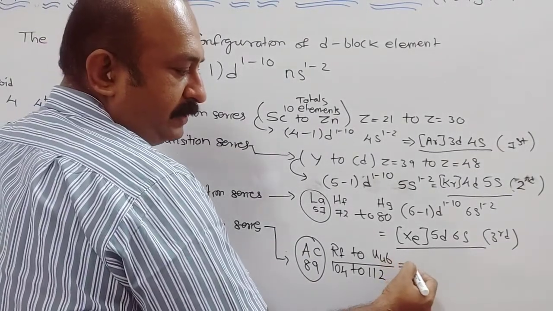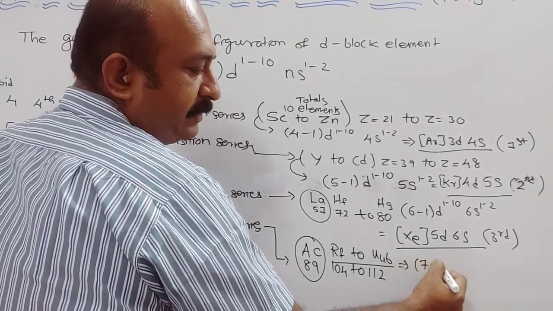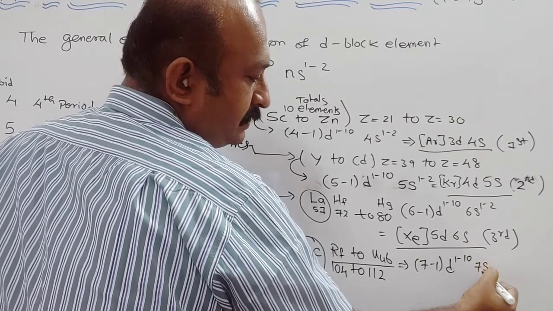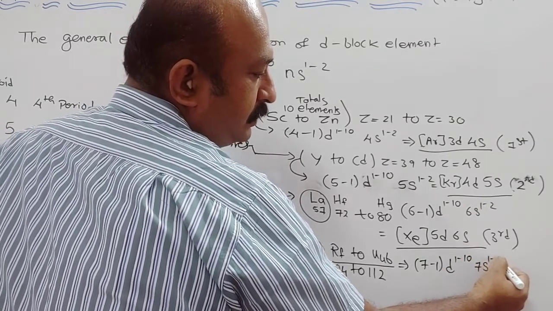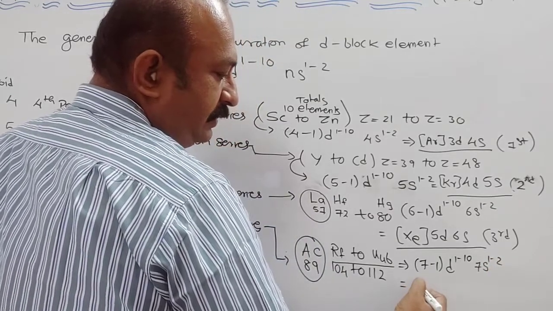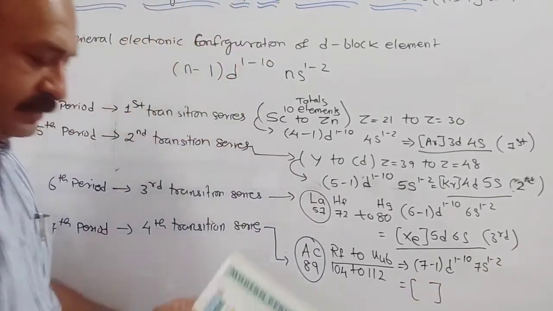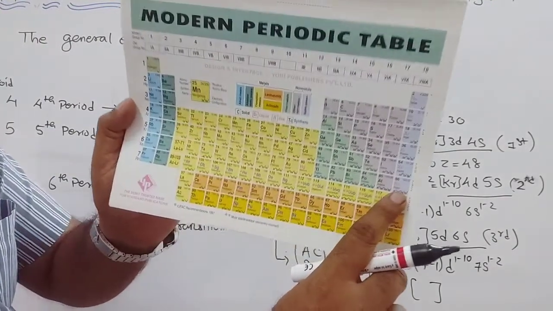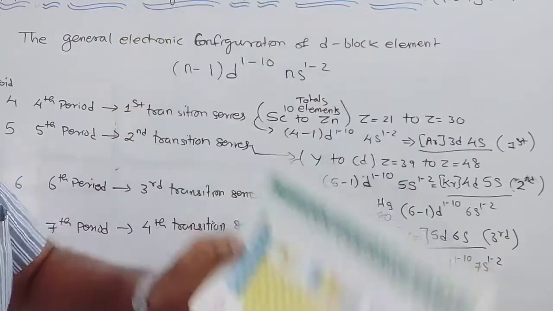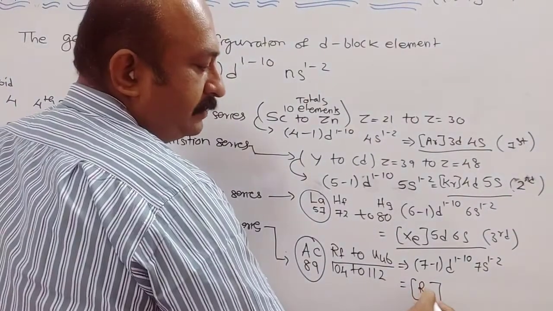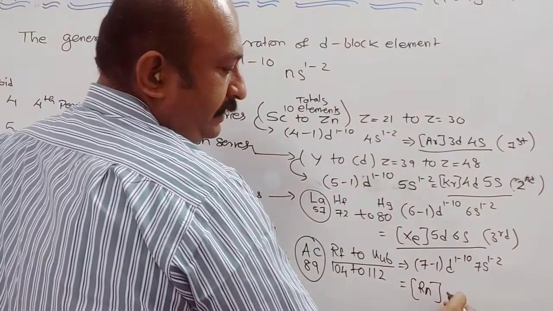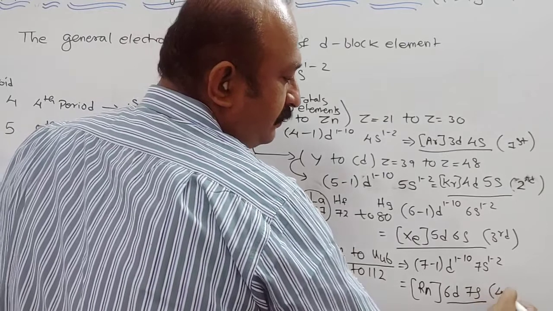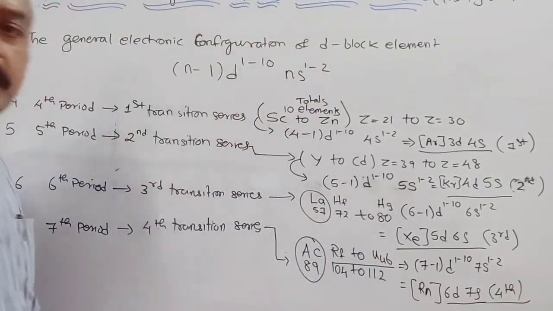So 7 means what? What we call it as (n minus 1)d, that is 7 minus 1, 6d, 1 to 10, and 7s, 1 to 2, right? So if you see here in this case, here I am talking about. So which is the last one? Radon. Here you can see. So this will be taken as a common noble gas, common Rn. You can watch, no? Rn. Radon will be there, and this 7 minus 1 means 6d, and this 7s. So this is your fourth transition series, what we call.